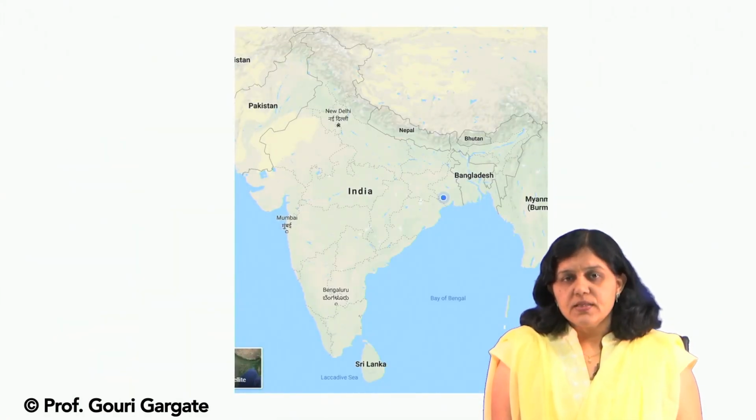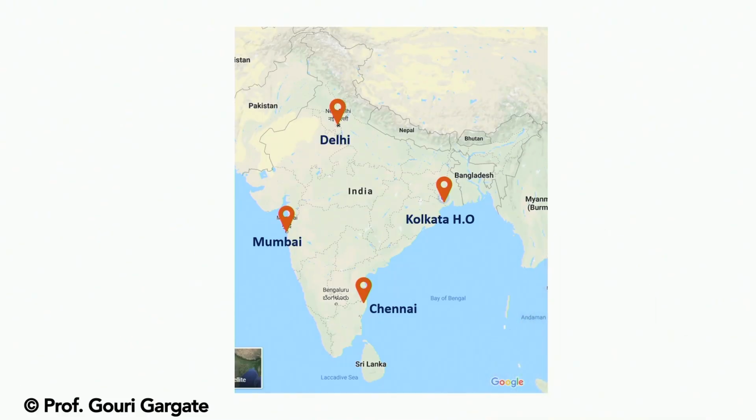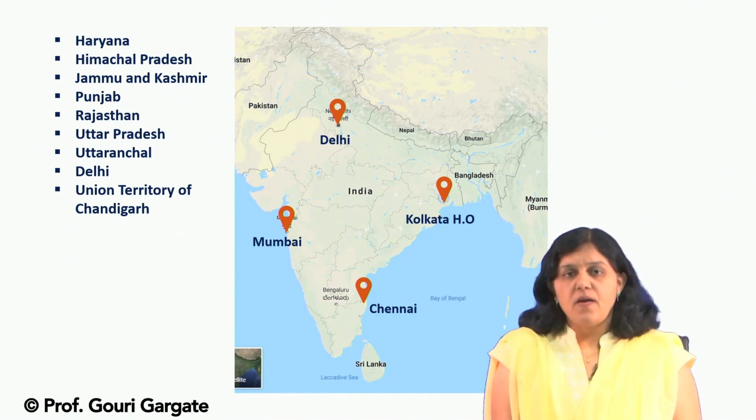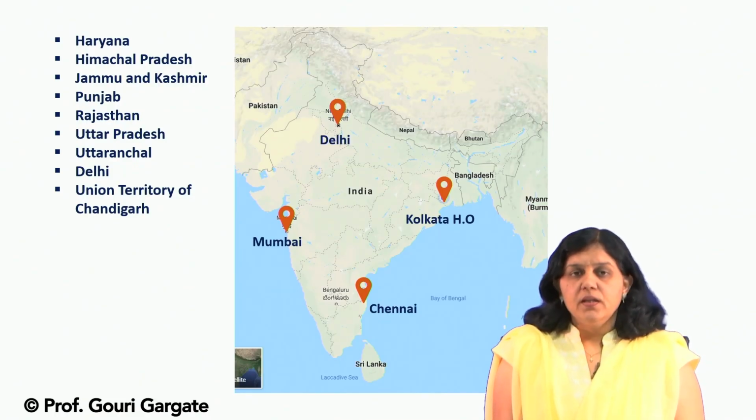First, see the state list: Haryana, Himachal Pradesh, Jammu and Kashmir, Punjab, Rajasthan, Uttar Pradesh, Uttaranchal, Delhi and Union Territory of Chandigarh. So, this is the list of the states. And on the map you are seeing the locations like Delhi, Mumbai, Chennai and Kolkata. These are the locations of the patent offices. Now, residents of the areas mentioned here can file the patent application in the Delhi patent office.